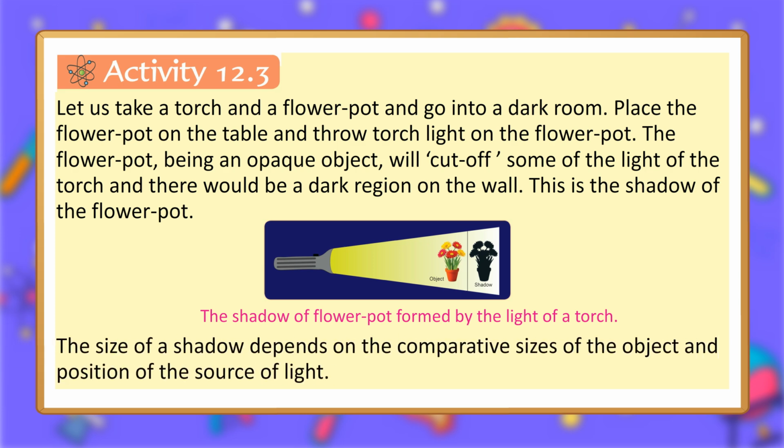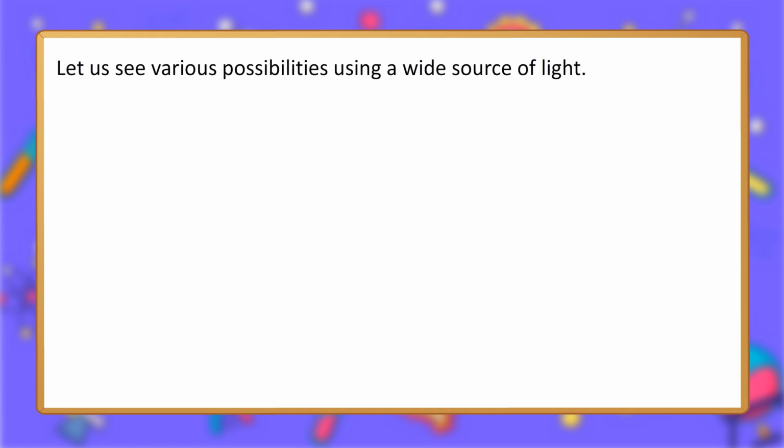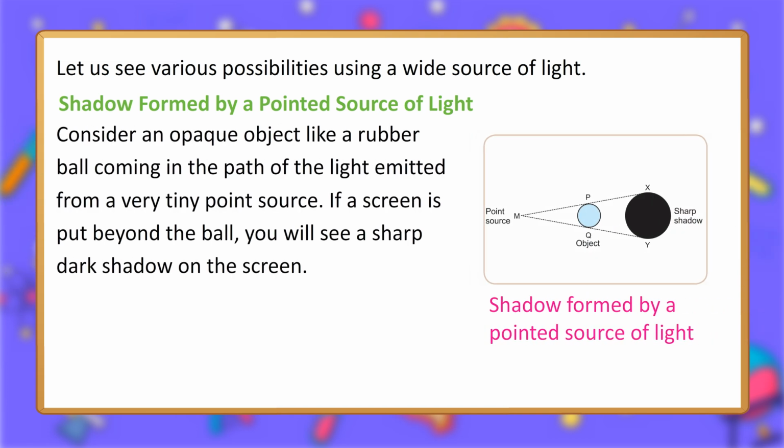The size of a shadow depends on the comparative sizes of the object and the position of the source of light. Let us see various possibilities using a wide source of light. Shadow formed by a pointed source of light. Consider an opaque object like a rubber ball coming in the path of the light emitted from a very tiny point source. If a screen is put beyond the ball, you will see a sharp dark shadow on the screen.